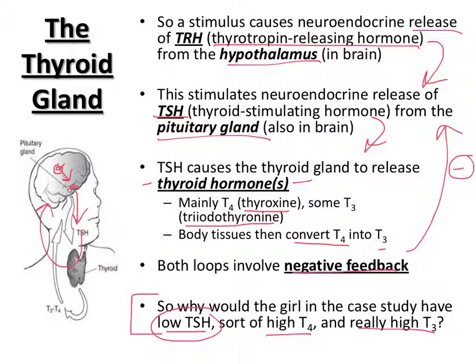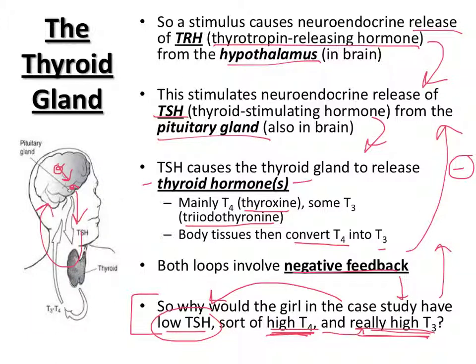The thyroid is releasing too much thyroid hormone in this girl, which means that when we test it in the blood, you're going to see T4, but then T4 is turning into T3, so you're going to see more T3. And because she has all that thyroid hormone, that is doing this negative feedback thing and turning off the pituitary's release of thyroid stimulating hormone.